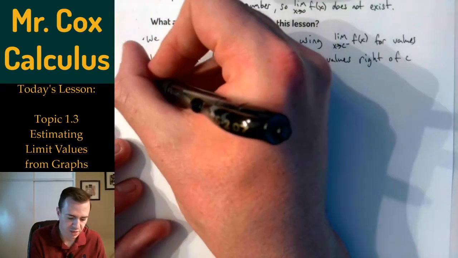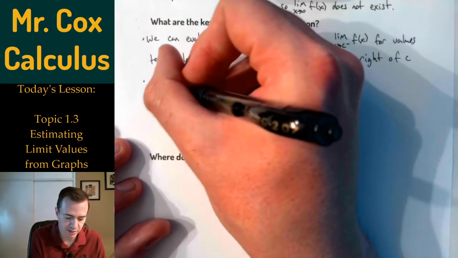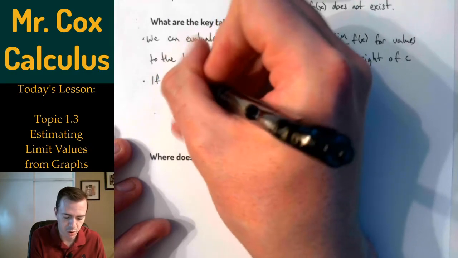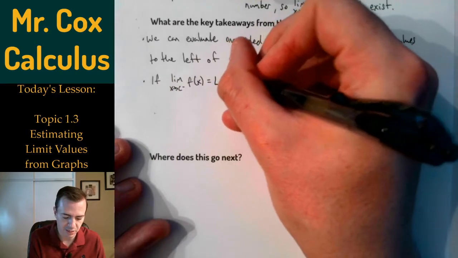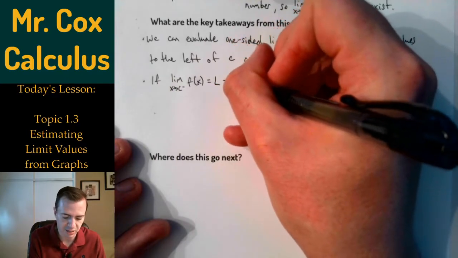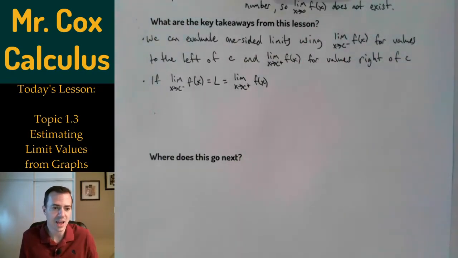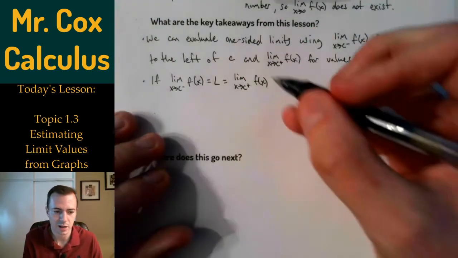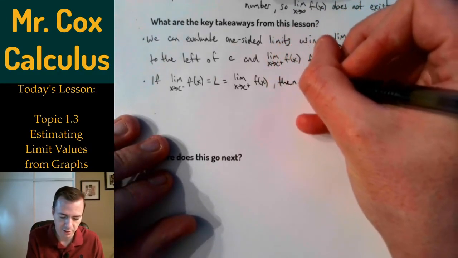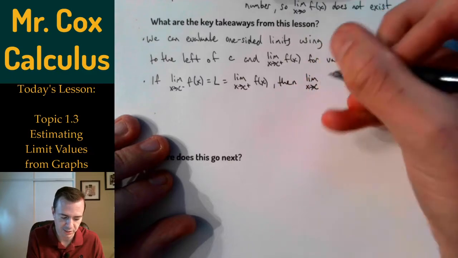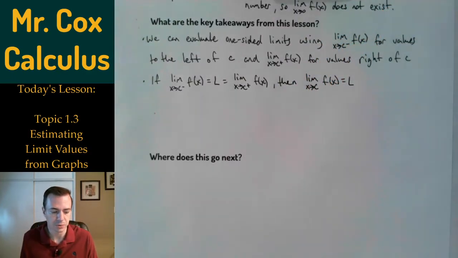In order for the limit to exist, so if the limit as x approaches c from below of f of x equals L, and that also happens to equal the limit as x approaches c from above of f of x. So in other words, if they're headed to the same place from opposite directions, that's when we get to say the limit as x approaches c of f of x is in fact equal to L.